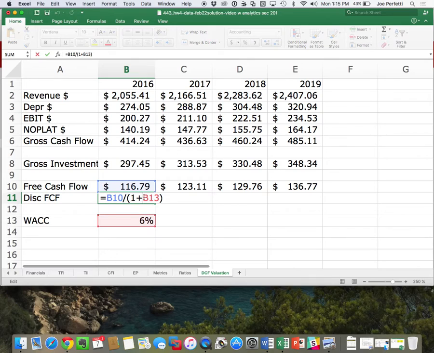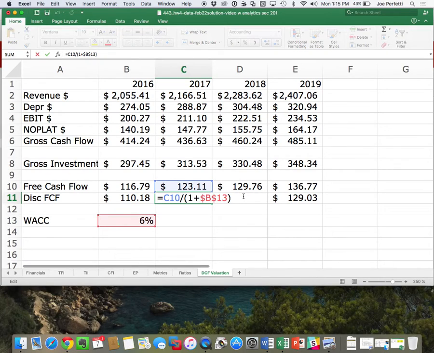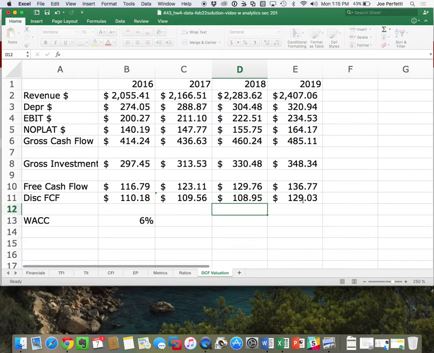Now when I copy and paste this over, I want to make an absolute reference to my WACC, so I'll make it $B$13. So therefore, copy and paste that over. And present value equals cash flow divided by 1 plus R, then cash flow divided by 1 plus R squared, then cash flow divided by 1 plus R to the third power, then cash flow divided by 1 plus R to the fourth power. Okay, so again, just time value of money, present valuing those cash flows. So those are my discounted cash flows for each of the 4 years, assuming that WACC.